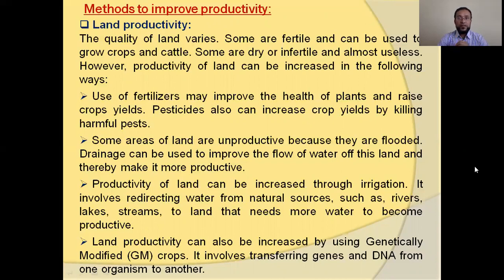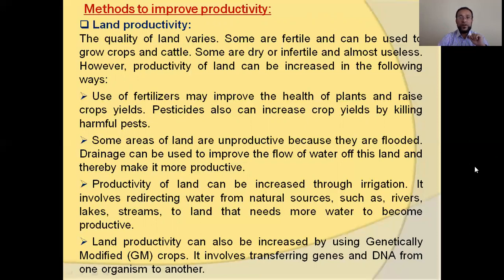At first, let us see how firms can improve the productivity of land as an important factor of production. The quality of land varies. Some land is fertile and can be used to grow crops and raise cattle, but some is dry or infertile and almost useless. So the businesses of the economy can increase the fertility of infertile land by using different methods. What are the methods?